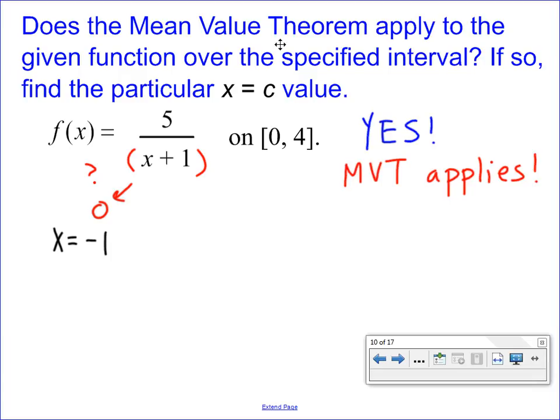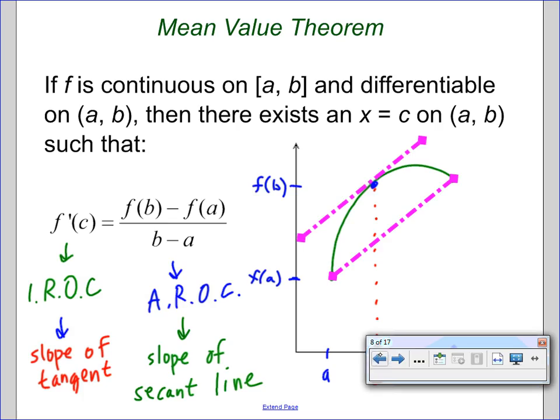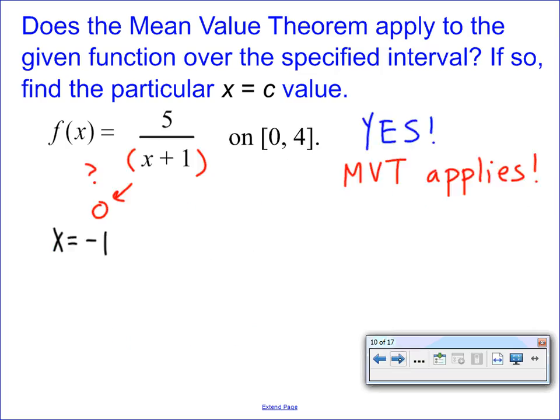All right, so what does the mean value theorem say? Well, it says that if my function is continuous and differentiable, check, then there must be some x equals c value on my interval such that the slope of the tangent, f prime of c, is equal to the slope of the secant line. That is f of b minus f of a all over b minus a. Can we find those missing pieces for this function? Yeah, we have the function definition.